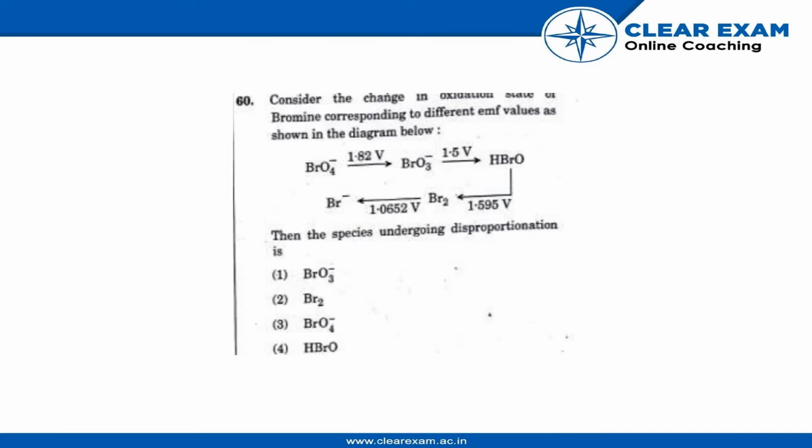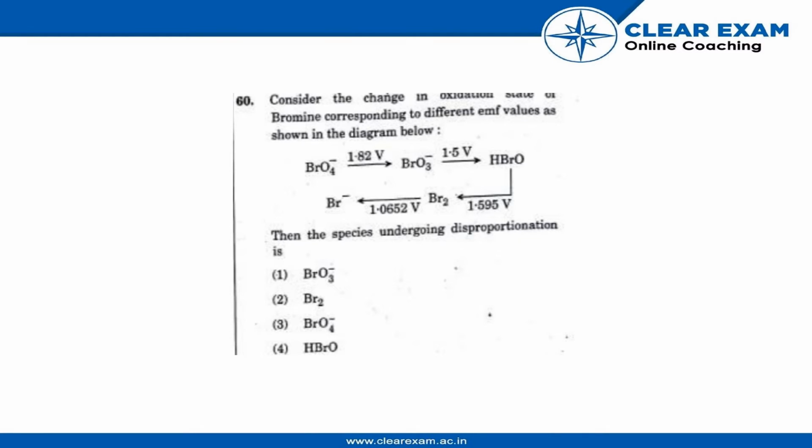Hello everyone. Now we are going to do this question, which is: consider the change in oxidation state of bromine corresponding to different EMF values as shown in the diagram below. So BrO4- gives BrO3-, and BrO3- on 1.5 volt gives HBrO, and on 1.595 volt it will give Br2, and on 1.0652 volt it gives Br-.